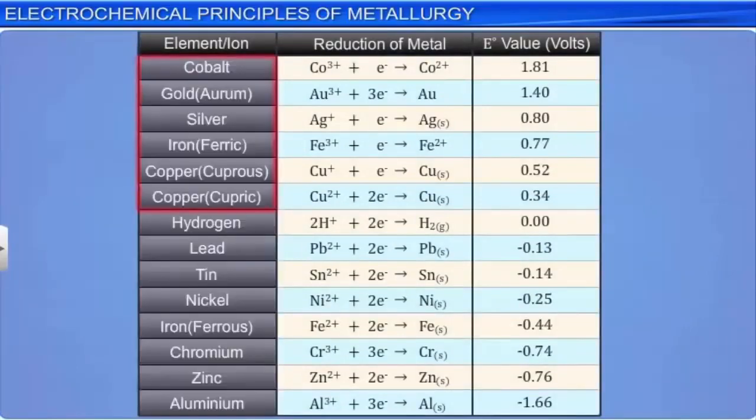More reactive metals have high E naught values, whereas less reactive metals have low E naught values. It is difficult to reduce metals that have high E naught values. If the difference between the E naught values of two metals is positive, then the value of delta G naught will be negative.